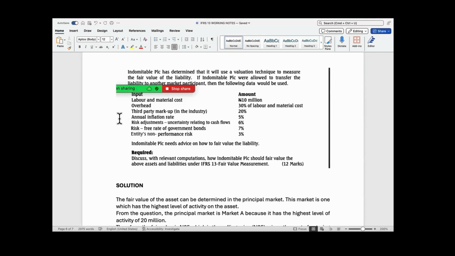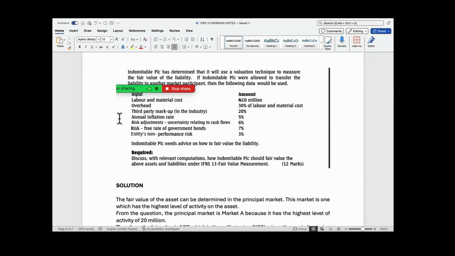Also, let me make some risk adjustments. What if, because of uncertainty of cash flows, I have to borrow money from the bank, like maybe I won't have money to execute this project? I'm making some risk adjustments again, so that means I'm increasing my cost again by 6%. These are all percentage increases, to be precise.